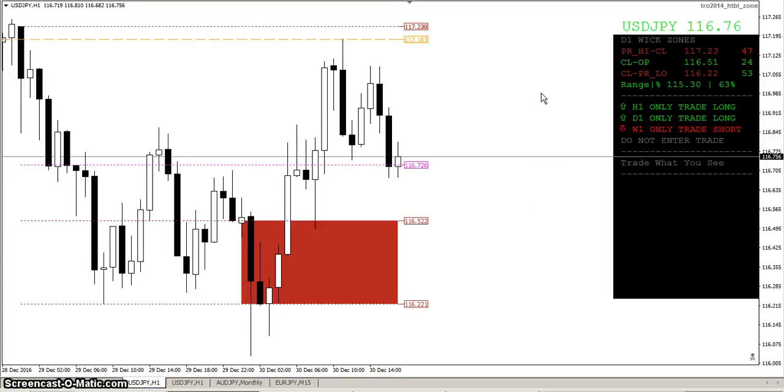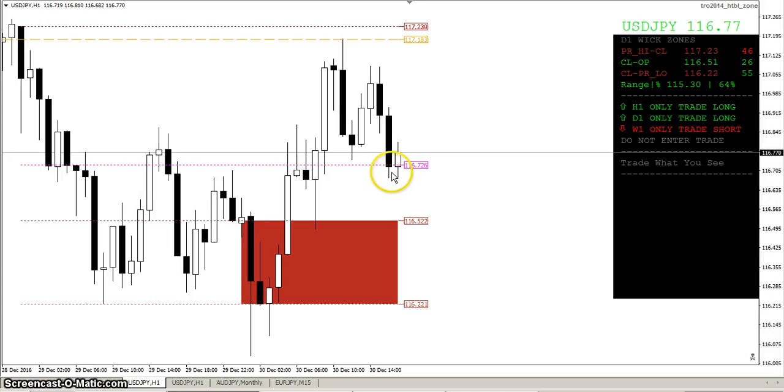Now, the reason I want to talk to you about Wick Zones is just because Wick Zones are really simple. I mean, you could, if you wanted, just load up a blank chart. Okay? A blank weekly chart or daily chart. And if the price is inside the wick of the previous candle, it's in a wick zone. And you want to trade out. Because very few times does price close inside the wick of the previous candle. It's just pretty much a rare occurrence.